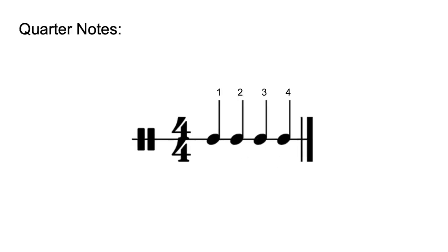Let's divide that beat even further. These are our familiar quarter notes. They get the beat in this time signature. So here we count. 1, 2, 3, 4. 1, 2, 3, 4. Fabulous.